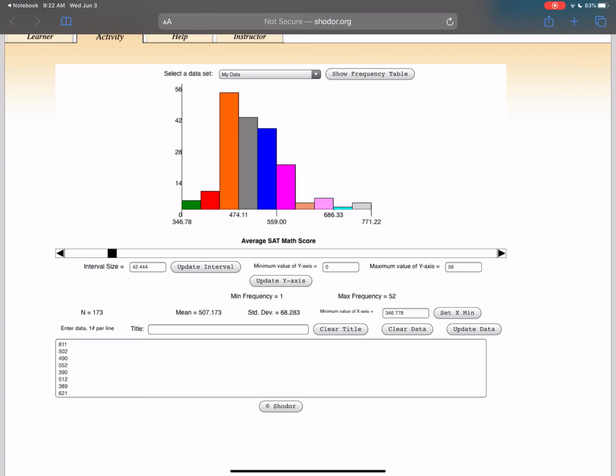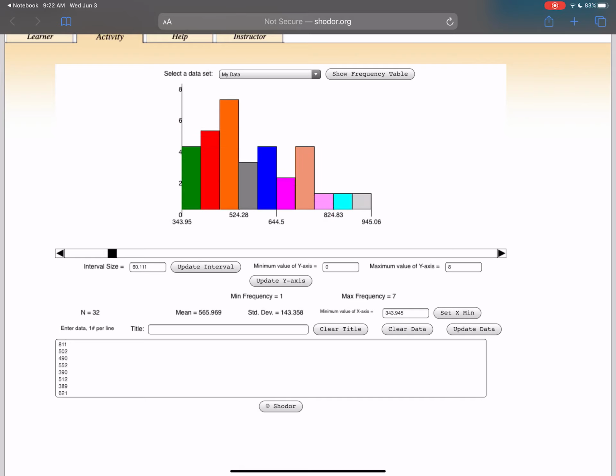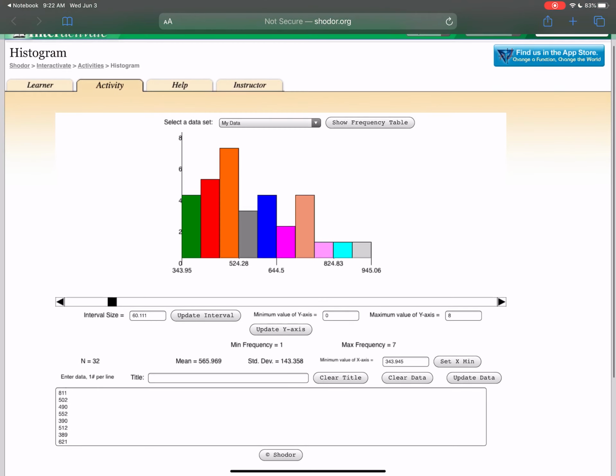N is 173, and so on. Update data. Yeah, I just pressed update data, and I think this should be it. Let's make sure. Yeah, this looks good. This is my data. I just have to press update data at the very end. And this is my histogram right here.